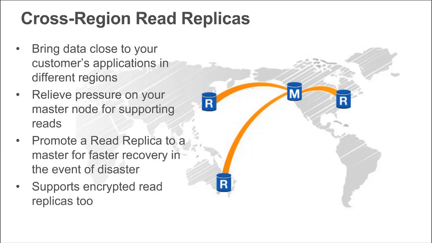And finally, there could be situations where you want to move your data over to another region and start another application stack there. In that case, also you can use a read replica, copy over the data, disconnect, make that the master, have your application talk to it. We also support encrypted read replicas. So if you have turned on encryption in your master DB, that encryption carries forward to your read replicas too.